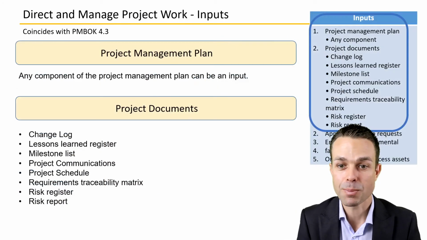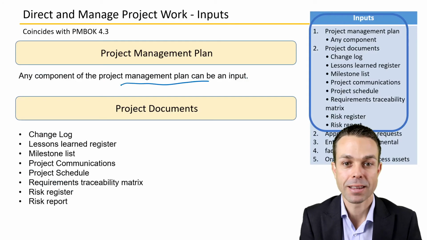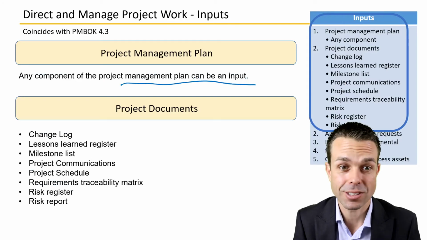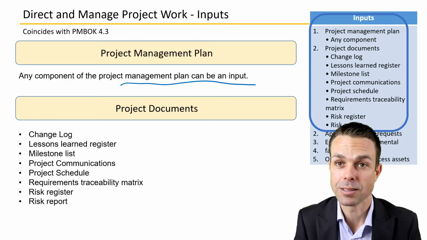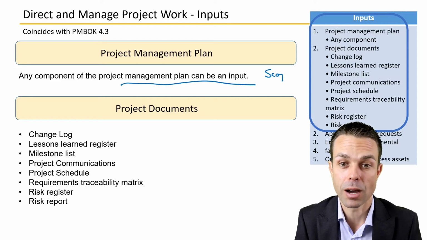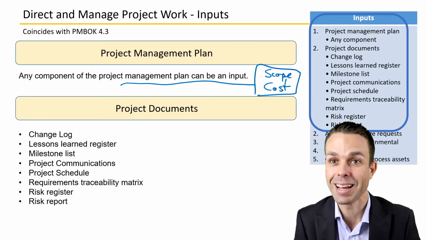Let's look at the inputs in more detail. First of all, we've got the project management plan. So this is any component of the project management plan can be an input. And as you'll see, it might be the scope involved, it might be the cost involved. All of this we do need to know as we're executing our project.